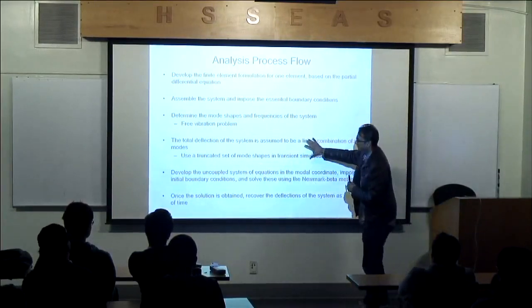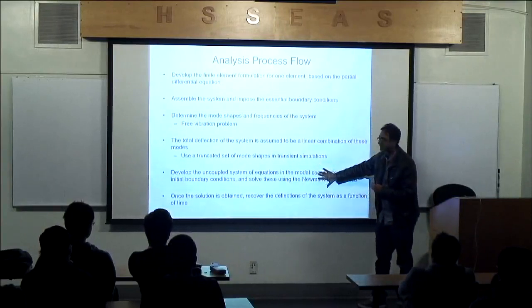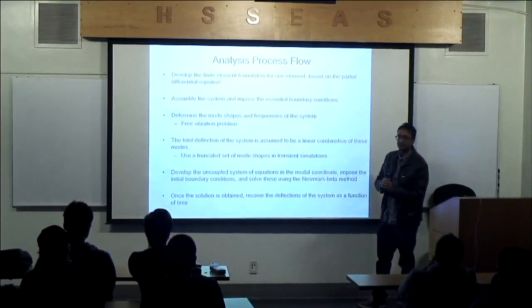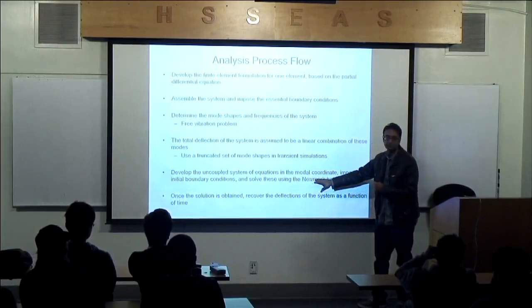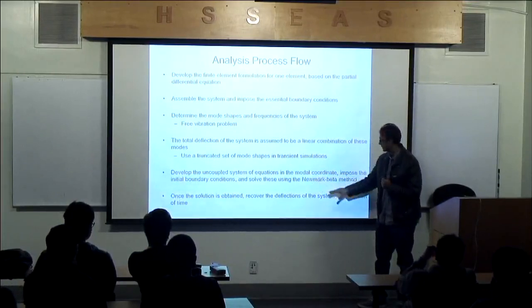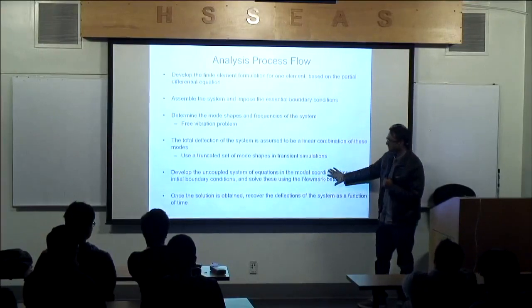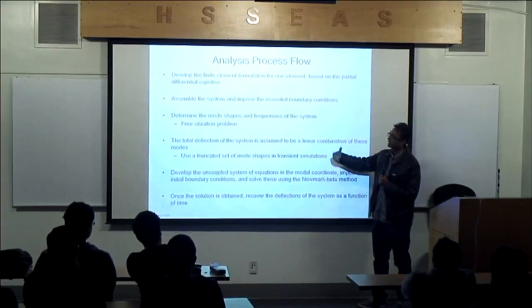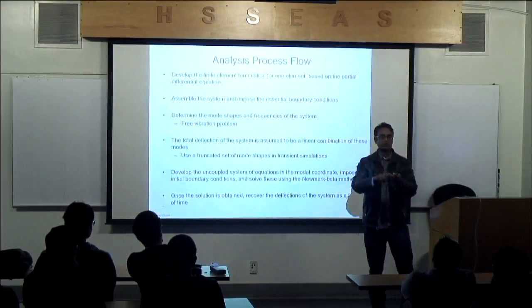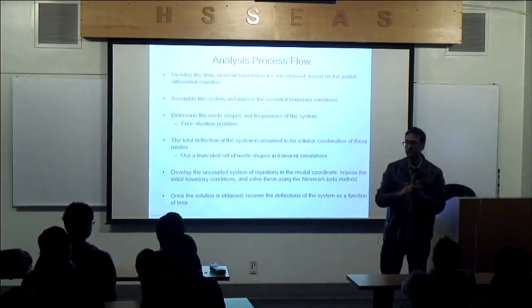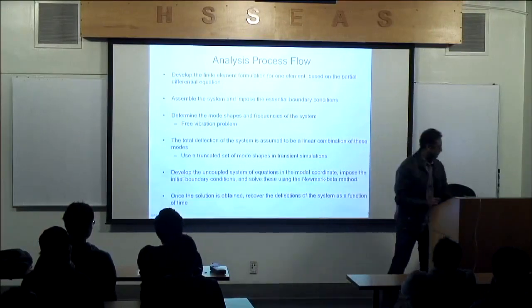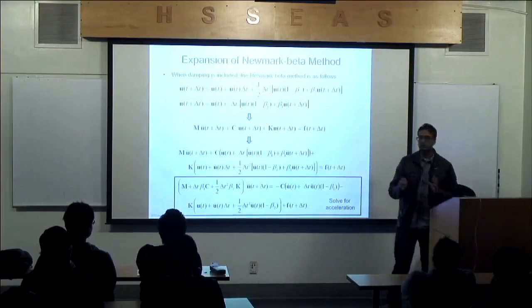And from here, I showed you that I can develop an uncoupled system of equations. They're basically a mass, a dashpot, and a spring. And I can impose the initial conditions to solve this. I can solve them using the Newmark beta method. I can still use that if I wanted to. And once the solution is obtained, you can go back. If I know the amplitudes, I know the mode shapes, I know how the deflections vary over time. You follow the process?